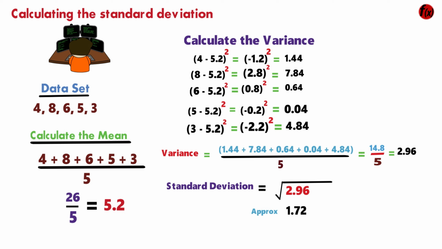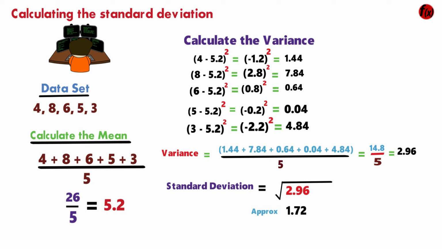Summary. For the dataset 4, 8, 6, 5, 3: mean equals 5.2, variance equals 2.96, standard deviation approximately 1.72. This process can be applied to any dataset to find the standard deviation, which measures the amount of variation or dispersion in a set of values.